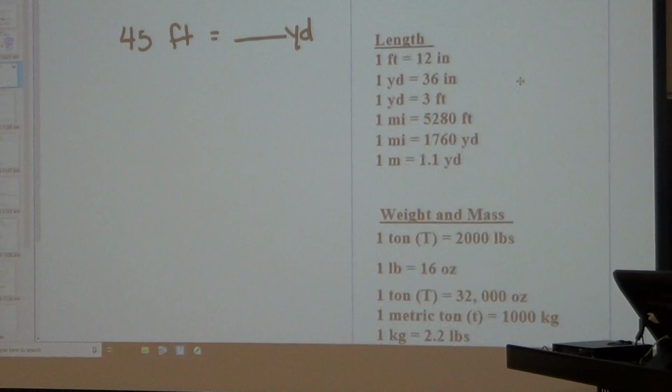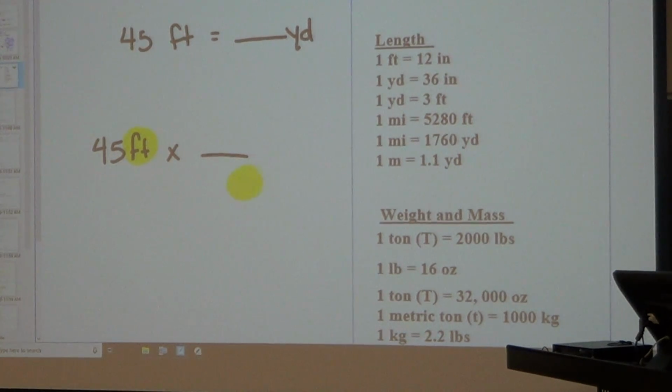So, last time we talked about something-somethings. Remember I said you write down what you're given and you multiply it by a little something-something. The units that you're given, you put on the bottom. The units that you're trying to find, you put on the top. So we're going to put feet on the bottom and yards on the top.